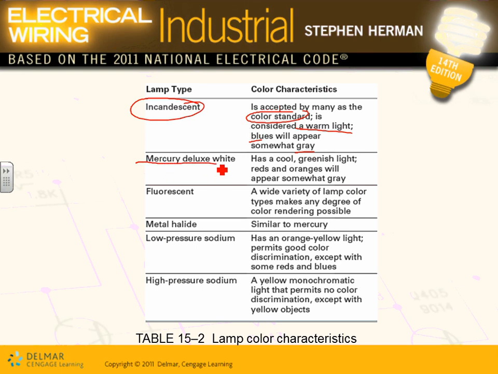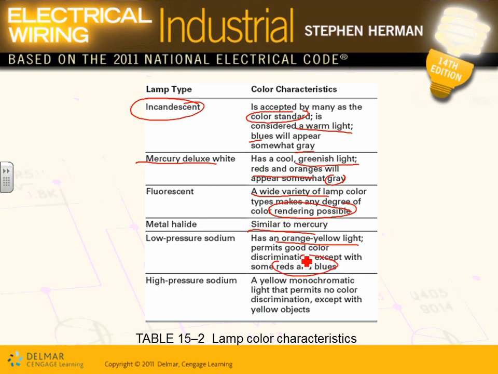Mercury deluxe, guys, has a cool greenish color. Reds and oranges will appear somewhat gray. So this is just a few things about color rendering. Fluorescent comes in any degree, so there's a wide variety of lamp colors, and color rendering is good. Metal halide is similar to mercury: greenish light, and reds and oranges will appear a little bit gray. Low pressure sodium, look at that, has an orange-yellow light and permits good color discrimination except with reds and blues.